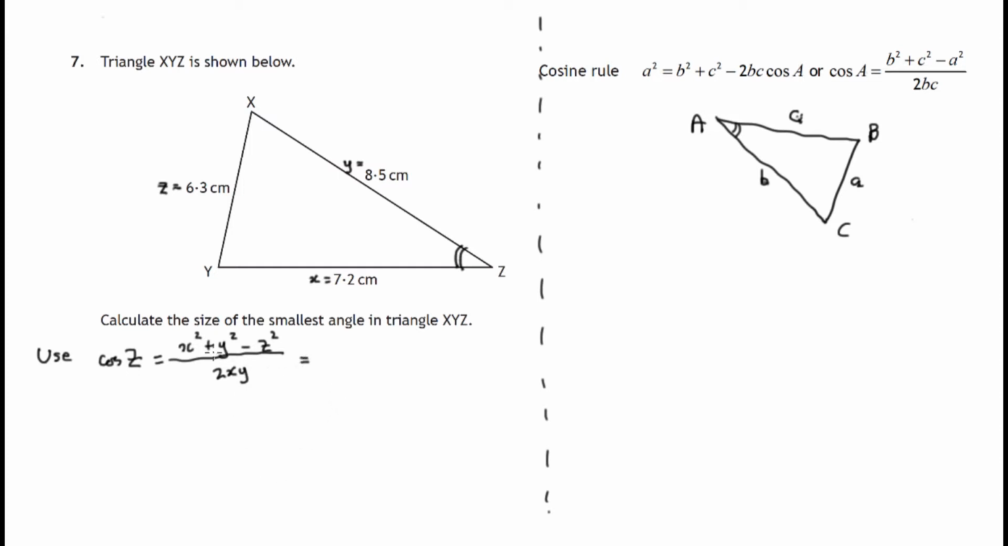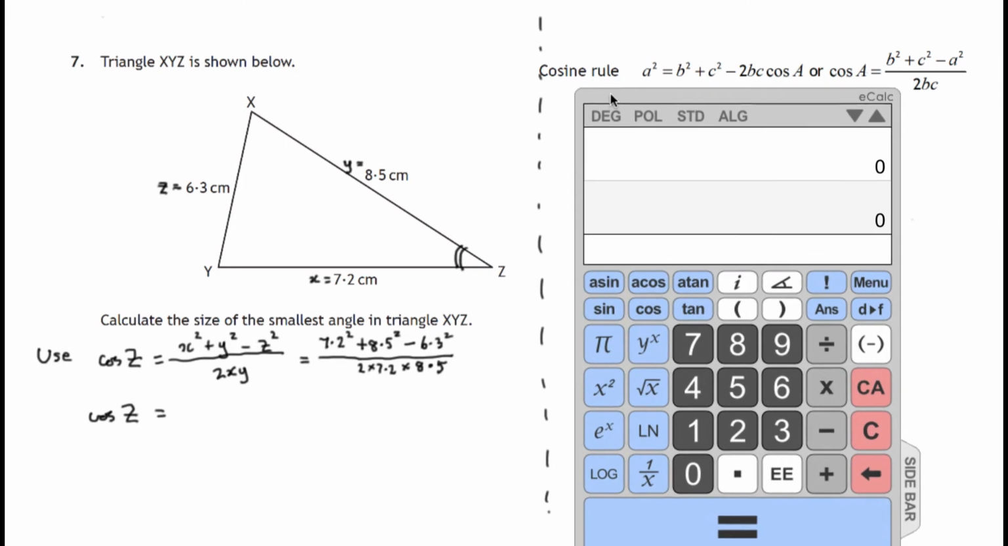And we can put in the lengths. We know little x is 7.2. We know little y is 8.5. And we know little z is 6.3. And whatever that comes to, we divide it by 2 times 7.2 times 8.5. And that calculation will produce the cosine of angle Z. So let's try and get that fairly complicated calculation done.